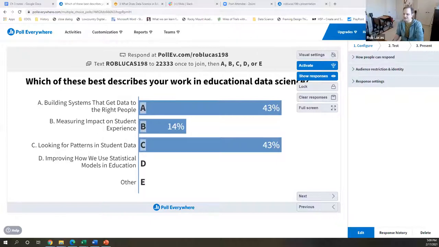I suppose you can see that on your screens as well, but there are the results we're getting. Has everybody managed to log in and register your results? It looks like the majority of people are in two categories here: building systems that get data to the right people and looking for patterns in student data. We've got one person measuring impact, and nobody looking for how to improve the models we use. So maybe those folks aren't signing up for the reading groups. Their heads are in their models, I suppose.